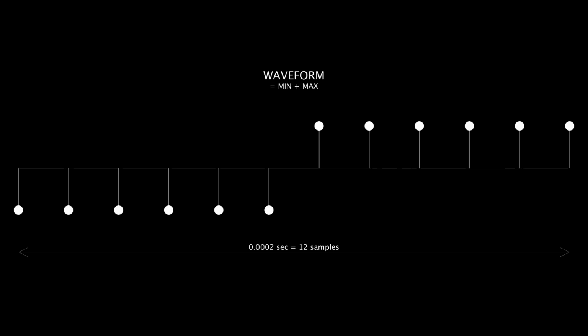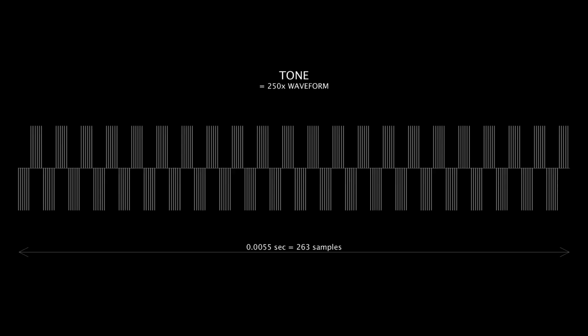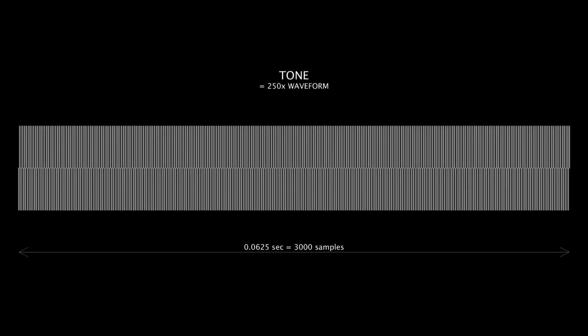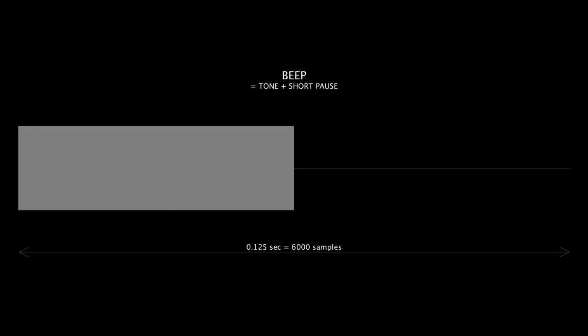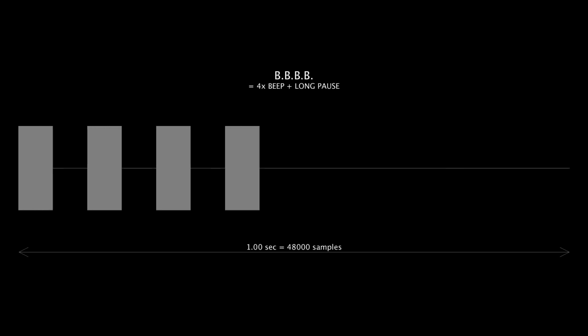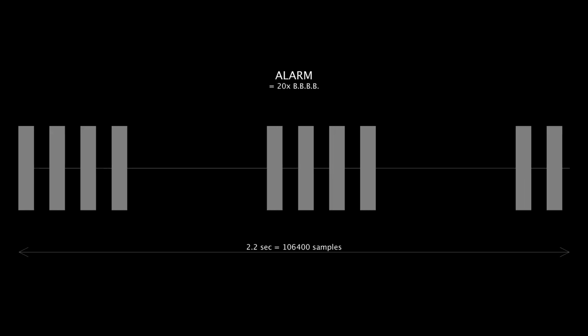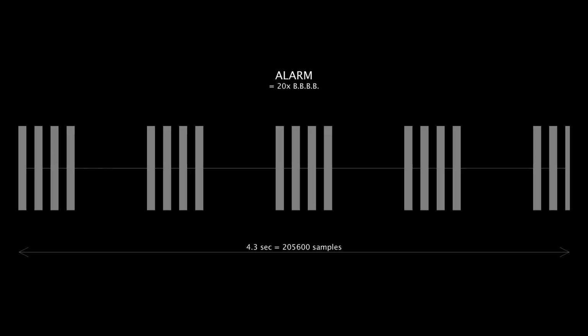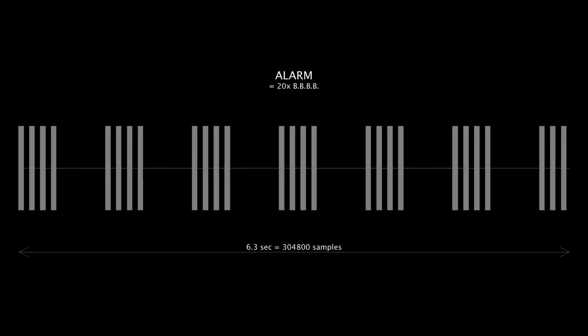First, we need the 6 low samples and then 6 high samples, and this defines our waveform. And we need 250 copies of our waveform so that we have generated 3000 samples of audio. And then we need another 3000 samples of silence. And then we can copy this thing 4 times over, and we add a longer pause, which is half a second long. And now we have generated 1 second of audio. And now we simply copy this thing 20 times so that we have our alarm clock signal.